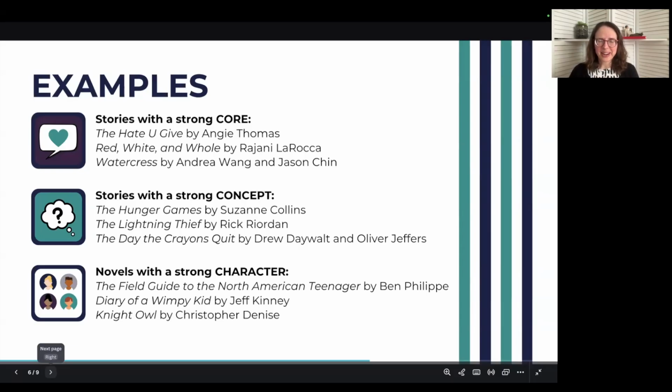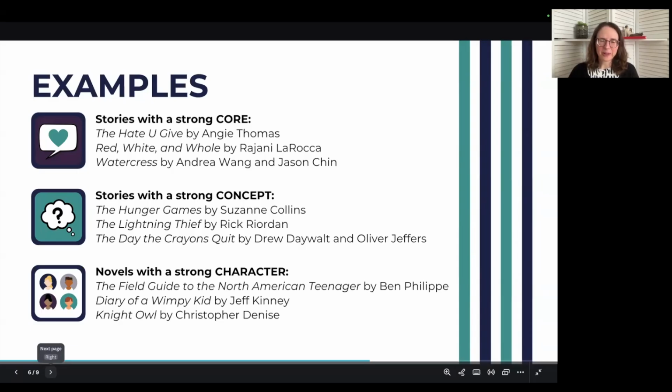And then for middle grade, we have the popular series, The Diary of a Wimpy Kid. A lot of kids resonate with this book because Jeff Kinney's done such a good job of portraying what it's like to feel like you're always on the outside, that you're never quite good enough, that things are never quite going your way. And this is a very middle grade sentiment to have.